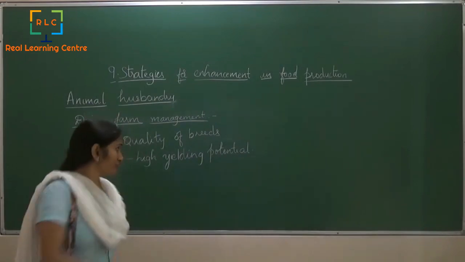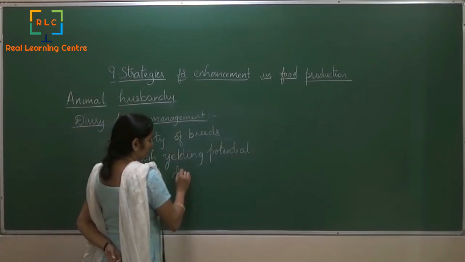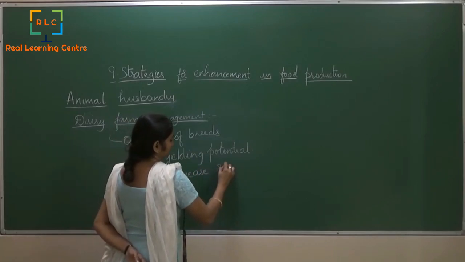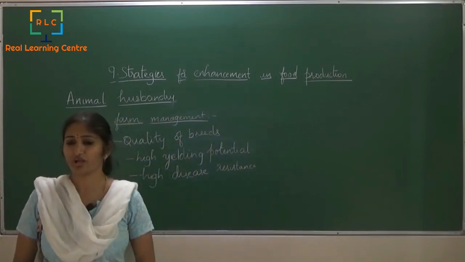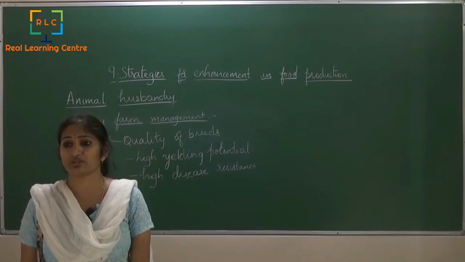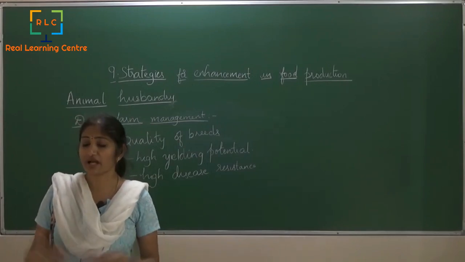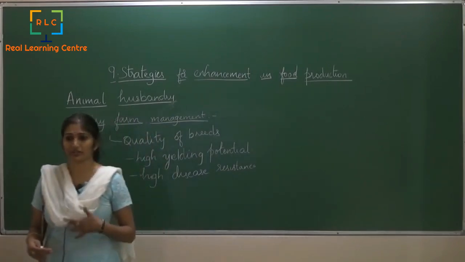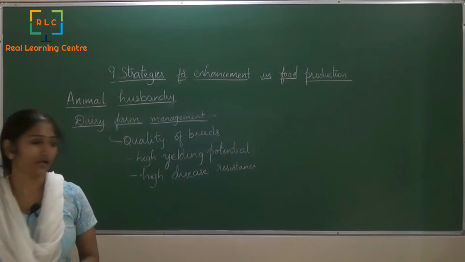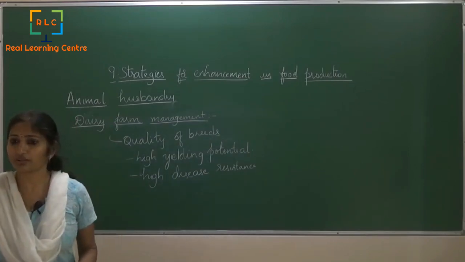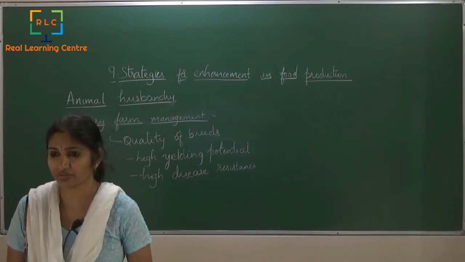The second one, which is also very important, is showing very high disease resistance. If it has very good resistance toward diseases, it is very easy for us to manage the livestock in the farm, right? So if you just keep it in a very good house, give it adequate water, and there are no diseases, then obviously the cattle will give a good yield of milk, right?